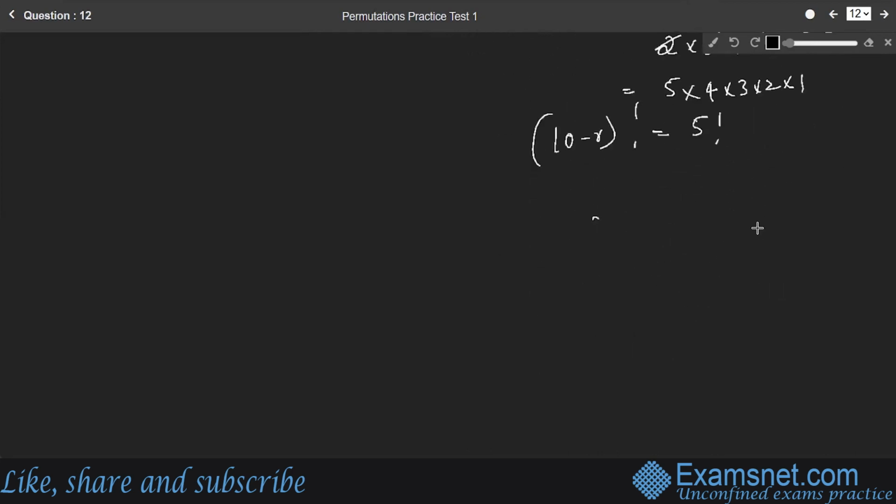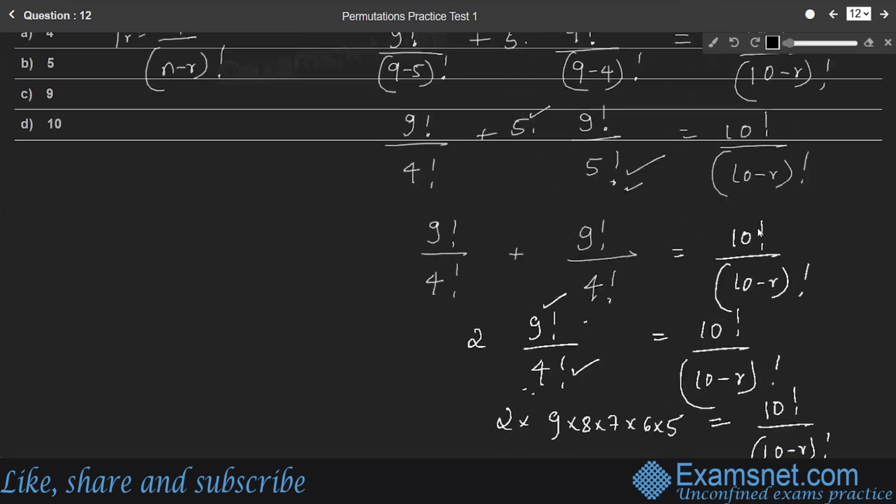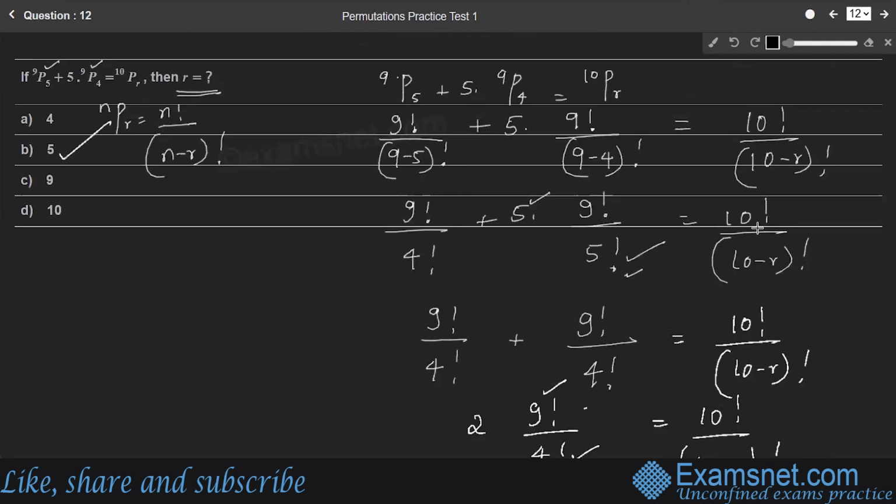Therefore, the value of r is 5. So 10 minus r becomes 5 factorial, right? So the value of r is 5. So here option B is the right answer.